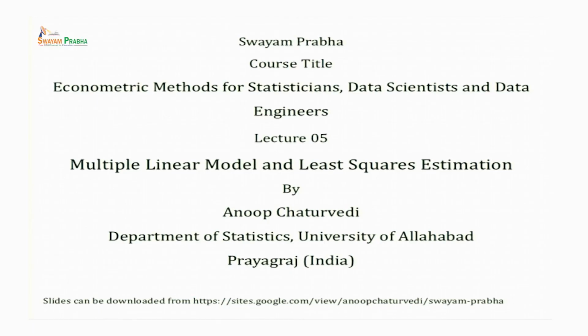Welcome to lecture 5 of the course on econometric methods for statisticians, data scientists and data engineers. The title of this lecture is Multiple Linear Model and Least Squares Estimation.